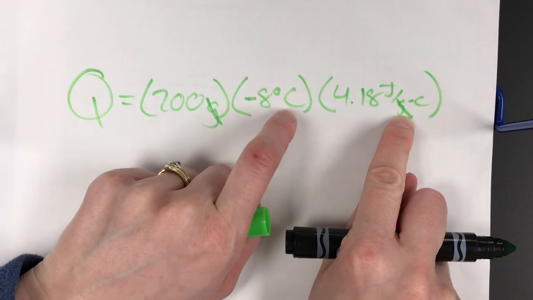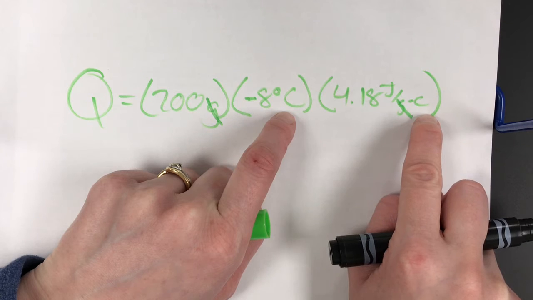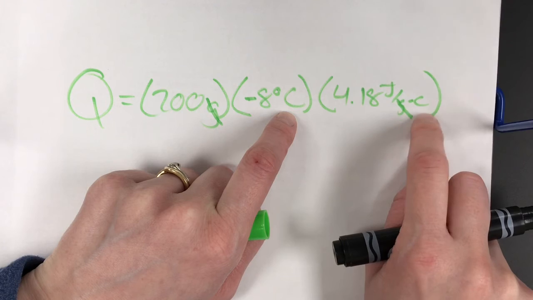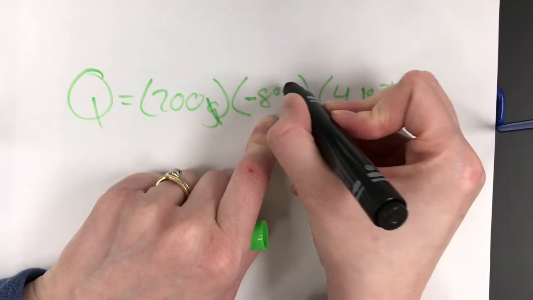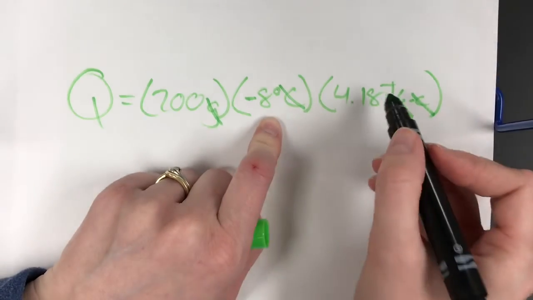What's degrees Celsius divided by degrees Celsius? 1. Anything divided by itself is 1. So we have degrees Celsius up here, degrees Celsius on the bottom of a fraction. So it's divided by itself. Anything divided by itself is 1, which in the case of units means it cancels.